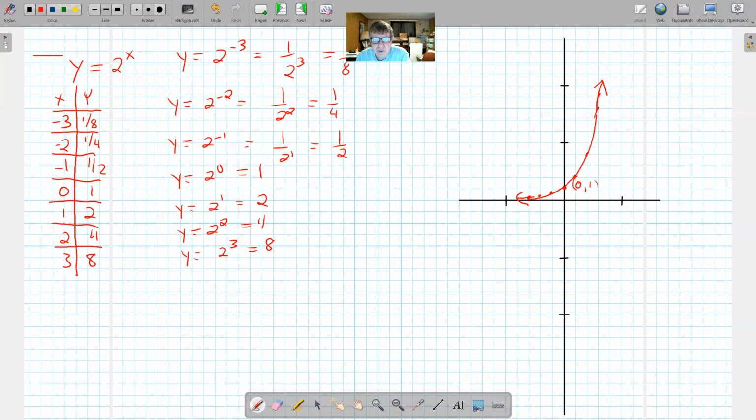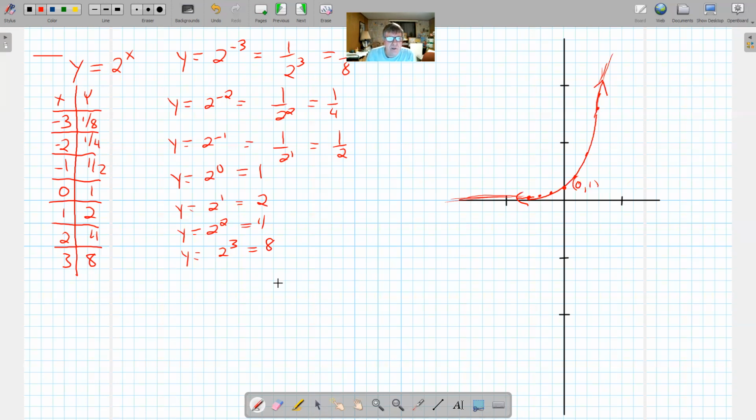In fact, its domain would be all real numbers, but its range would just be greater than 0. So going to the left, this extends, getting closer and closer to 0. Going to the right, this extends, heading on up to infinity, but the domain is all real numbers. But again, the range is just greater than 0.